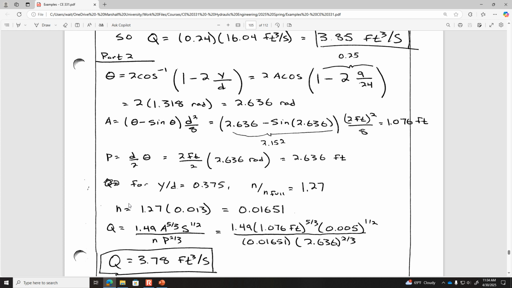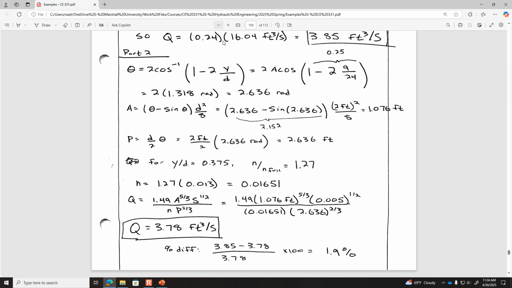We're not going to be 100% accurate and precise in the way that we read values off the nomograph, but in reality, this is pretty close. Those two flow rates are different by only 2%. The difference between 3.85 and 3.78 is about 1.9%. So we effectively get the same answer either way.